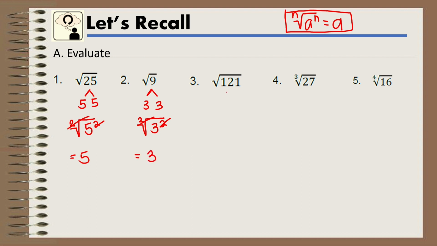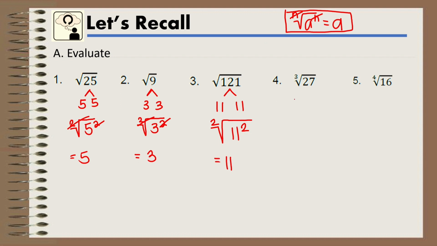The same with number 3, we have the square root of 121. By prime factorization, that's 11 times 11. So we have the square root of 11 squared. Applying again, same index and same power, that's cancelled out, and the only answer here is 11.